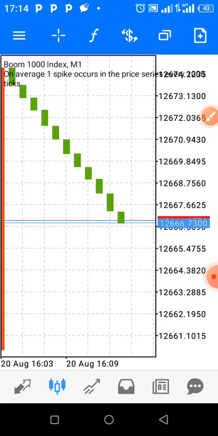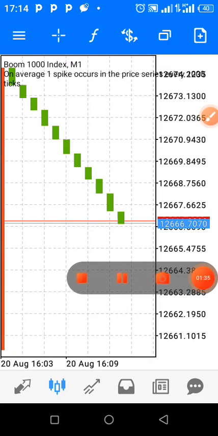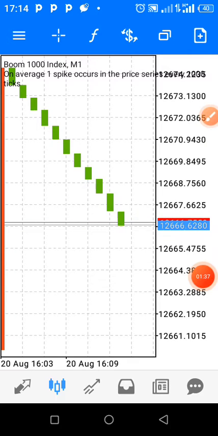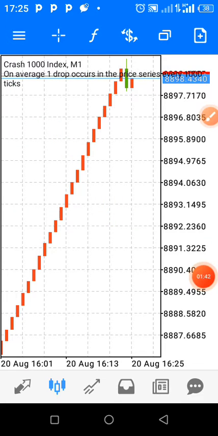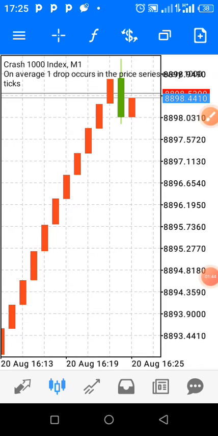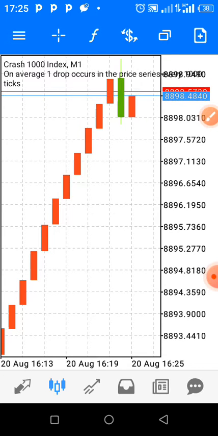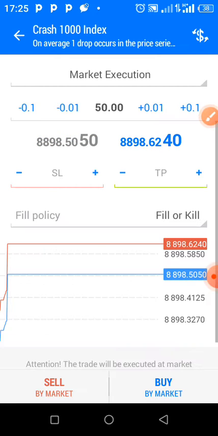Okay, so let's wait for a spike before we trade. Alright, now there is a spike in this Crash 1000. That blue was a spike, so I'm placing a trade on this spike.